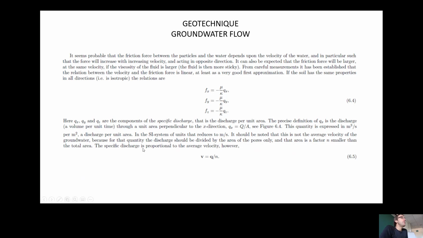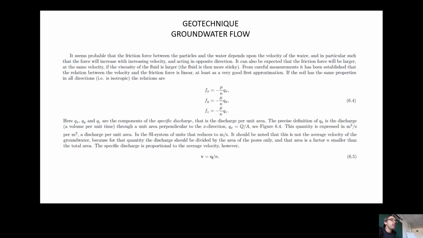At this point, if the properties of the soil are similar all around in all directions, we can consider the specific discharge, that is Qx, Qy, and Qz, that is a discharge per unit area. In a sense, these correspond to the quantity Q over A. That is something expressed in volume per second per M2. That is a discharge per unit area. In the international system of units, it has the dimension of a velocity.